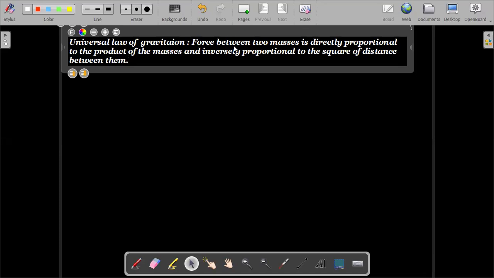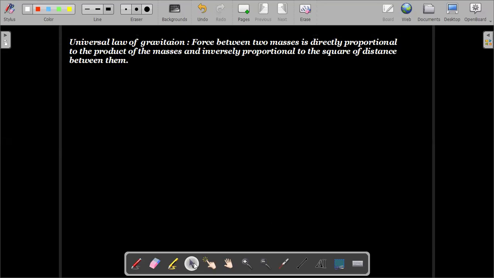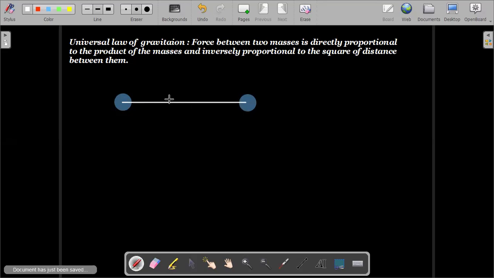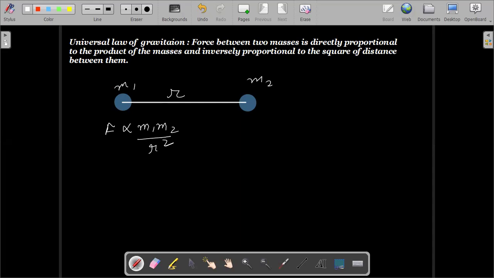So according to this, the force of attraction between any two masses is proportional to 1 by d square. So we can say force is proportional to m1 m2 by d square. If you have two masses, let this be mass m1 and here another mass m2, separated by a distance r. So the force of attraction between the two masses, F, is proportional to m1 m2 over r square.